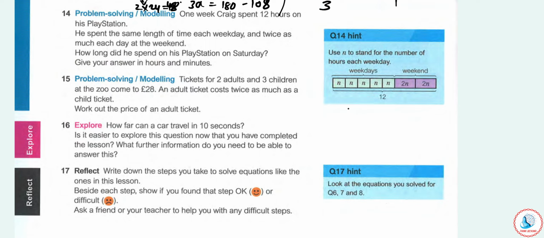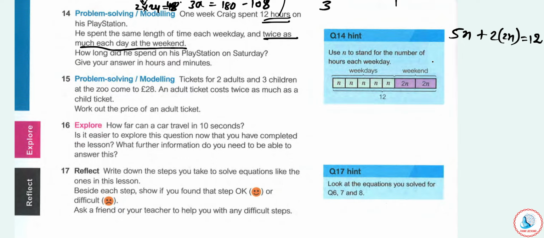The total is given as 12 hours, right? So the equation will look like 5n plus 2 times 2n is equal to 12. And why 2 times 2n? Because in the question it says twice as much each day at the weekend.